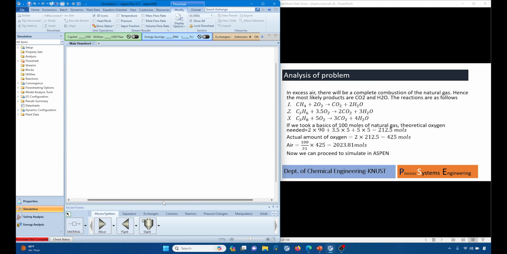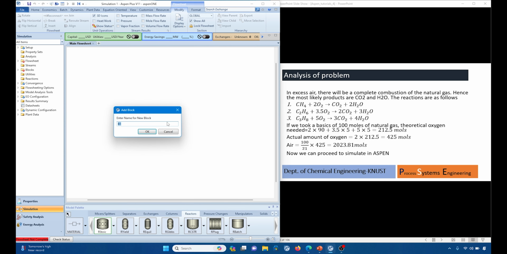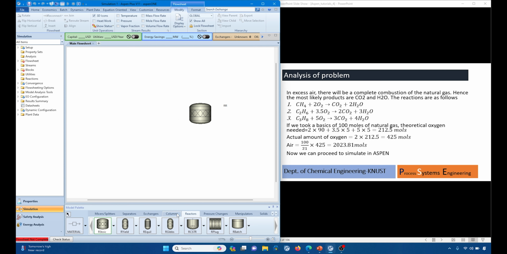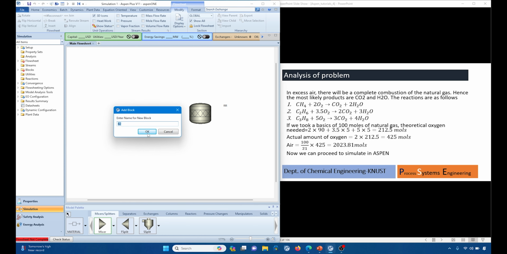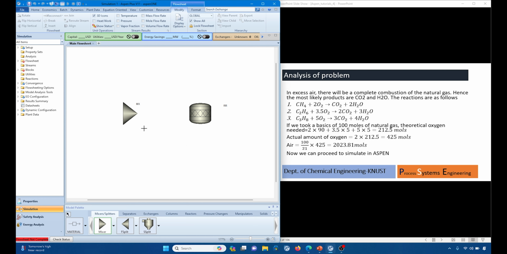We first go to the model palette where the reactors are. Select the RStoic reactor. That's our reactor. We also have to mix our feed, so we can put a mixer before it and then connect the relevant material streams. It's a mixer with 2 feeds and 1 output to the reactor, and then a single product stream.